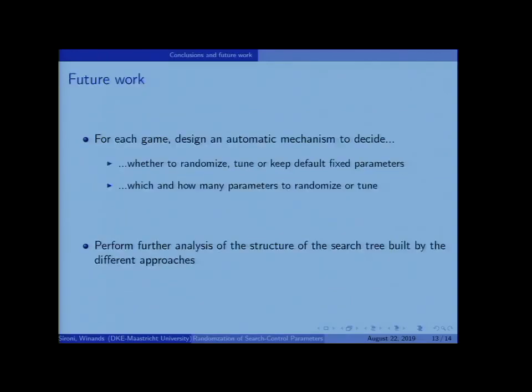As future work, it would be very interesting to be able, for each game, to figure out whether it's better to randomize, to keep the default fixed parameters, or tune them online. And also which and how many of the parameters we should randomize or tune. It would also be interesting to continue to further investigate and analyze how the trees look and get more statistics about how the branches are visited, how deep they're visited, how many times.